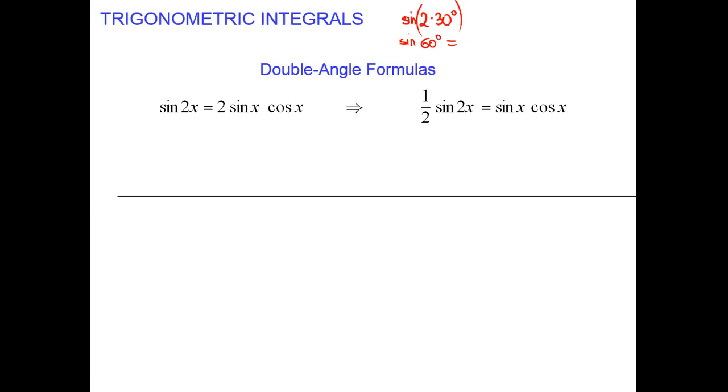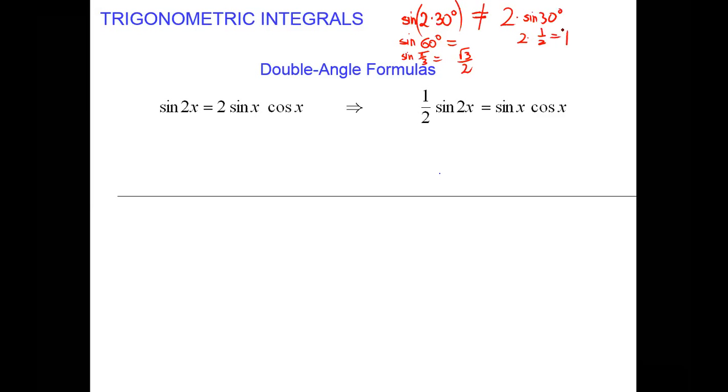Somebody remembers the unit circle? Yes, sine of pi over 3 is square root of 3 over 2, okay? But sometimes we think, I don't want to say this because that's not true, that we can take sine of 30 and multiply by 2. Of course, that's not right, because sine of 30 is 1/2, times 2 is 1. That's the reason that sine of 2x is not just 2 times sine of x.